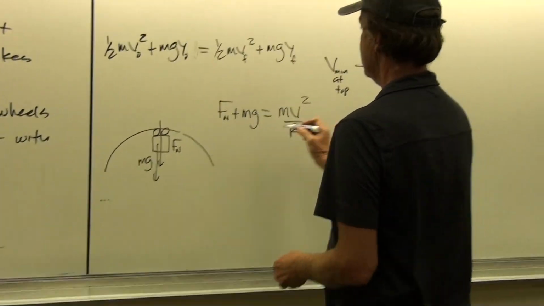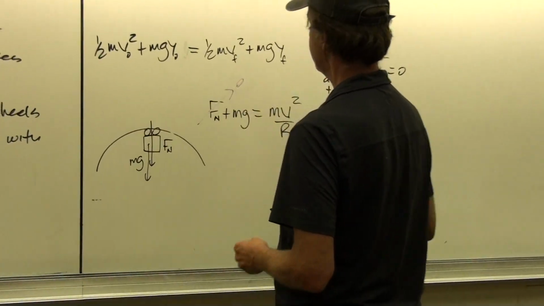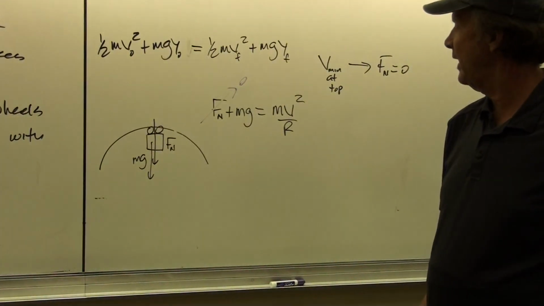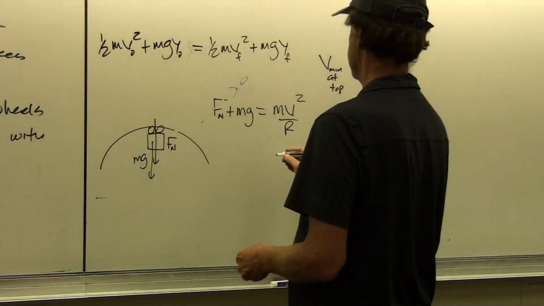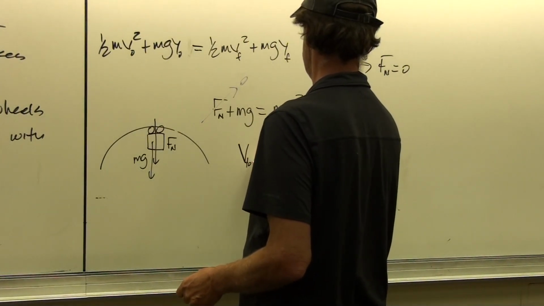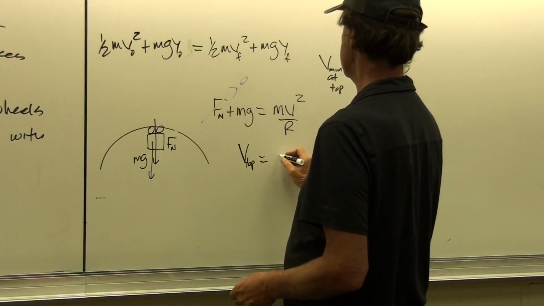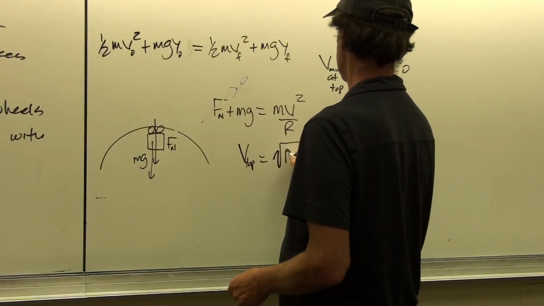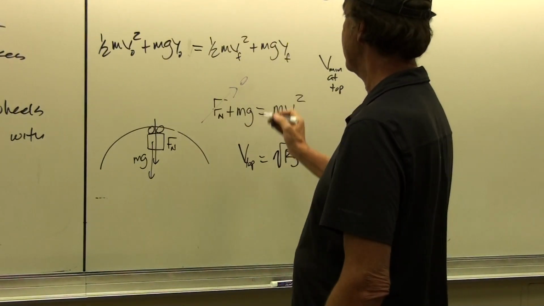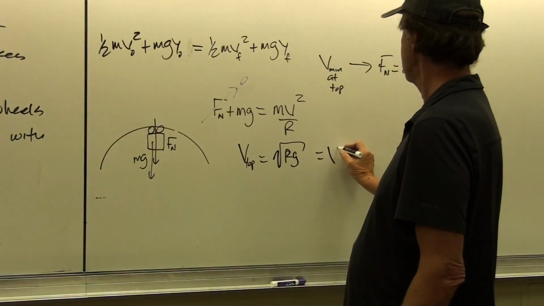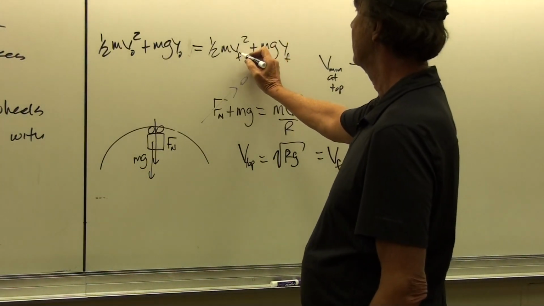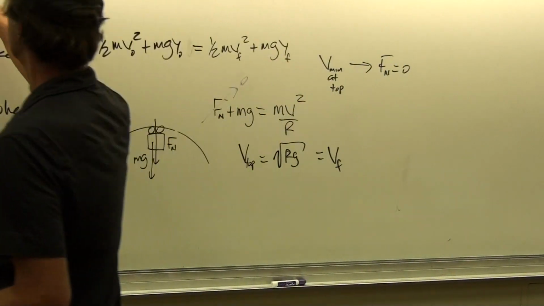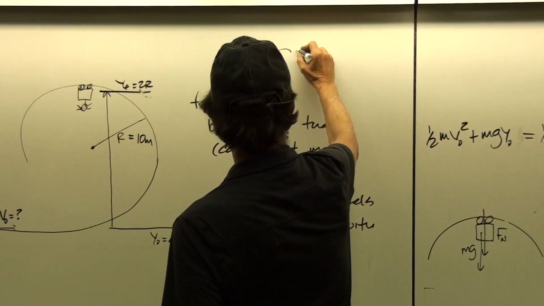So to get V min, we'll just cancel out that normal force from this equation. We'll set it equal to 0, and we'll solve for V. So it's V at the top. That's the minimum velocity at the top then. The masses will cancel, so it'll equal the square root of Rg. So that now becomes the V final in this kinetic energy expression, if we're looking for the minimum velocity at the bottom.